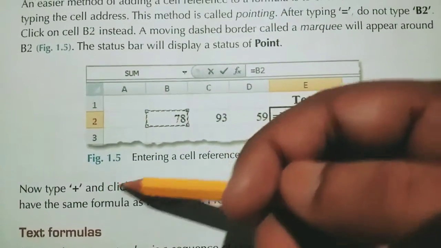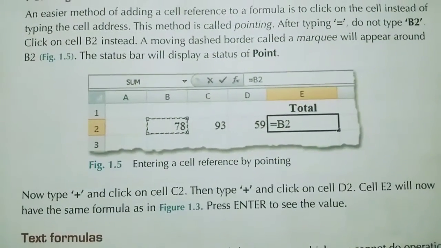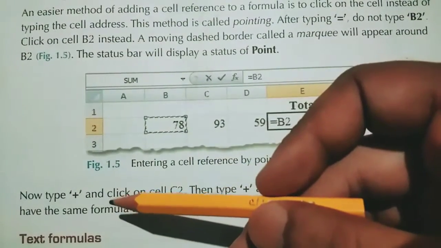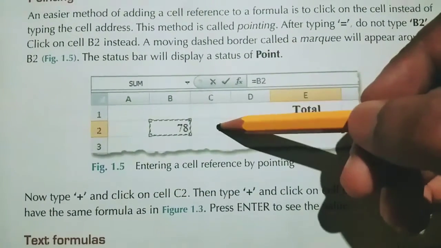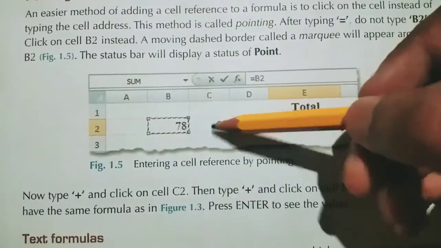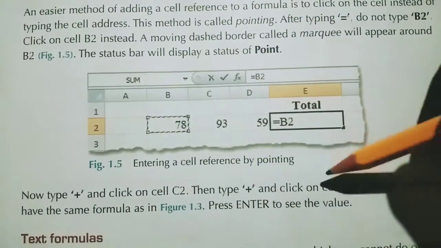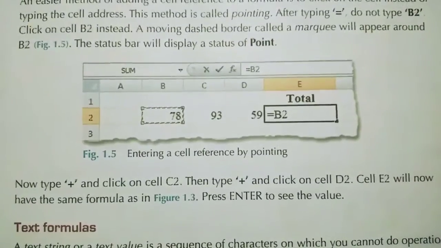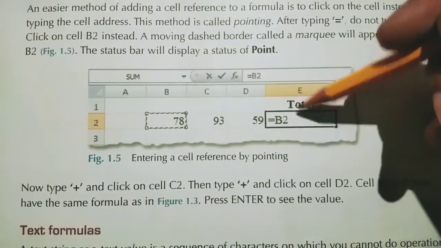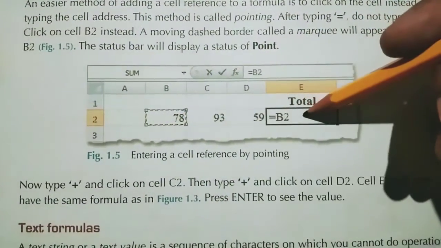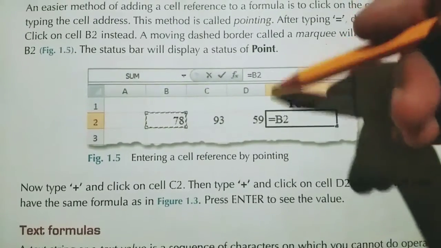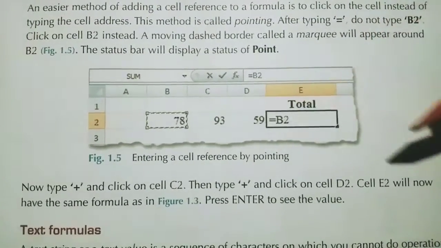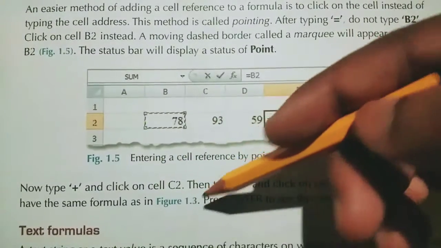Now type plus and click on the cell C2. After typing plus, click here on the cell C2. This is C2. Then type plus again and click on D2. Here, click. Cell E2, which is column E and row 2, will now have the same formula. See, equal to B2 will automatically come here. Understood? So cell E2 will now have the same formula as in figure 1.3.